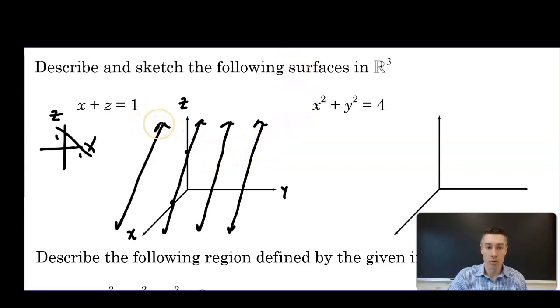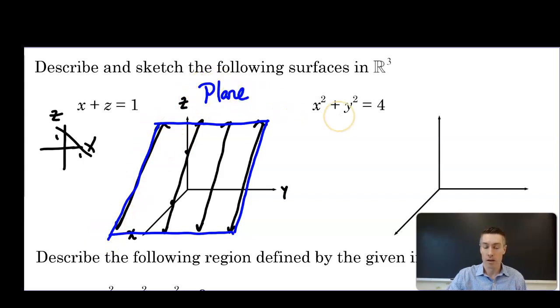And again, if we group them all together, okay, we're going to have a plane. Now remember, this plane does extend infinitely in both directions, right? We're representing it with a parallelogram in this case, but it does extend infinitely. So then we have x squared plus y squared equals 4.